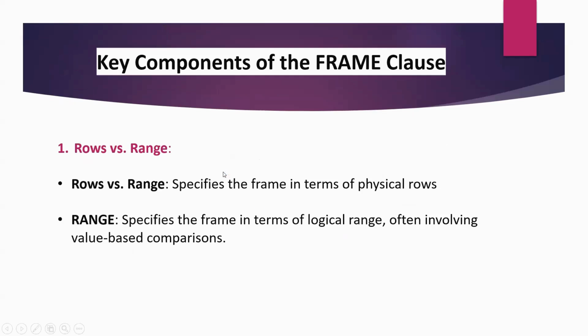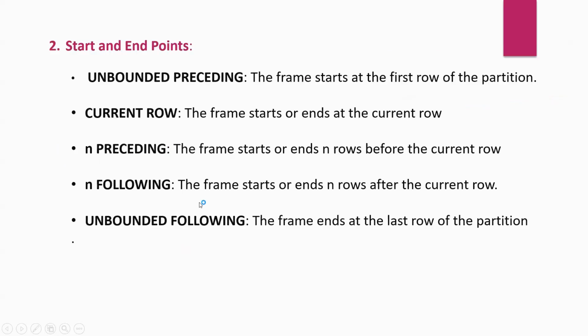So, the key components of the frame clause: rows versus range. Rows specifies the frame in terms of physical rows. Range specifies the frame in terms of a logical range, often involving value-based comparisons. When we do a practical example, I will explain the difference between rows and range.